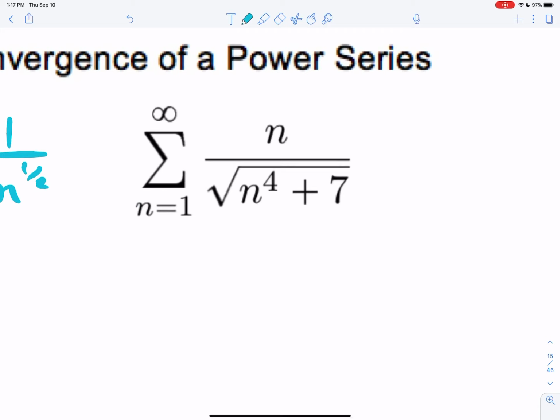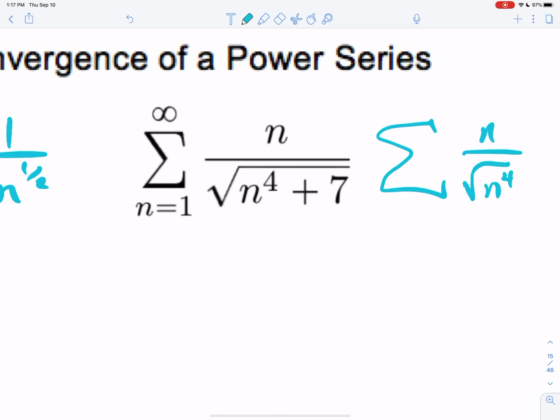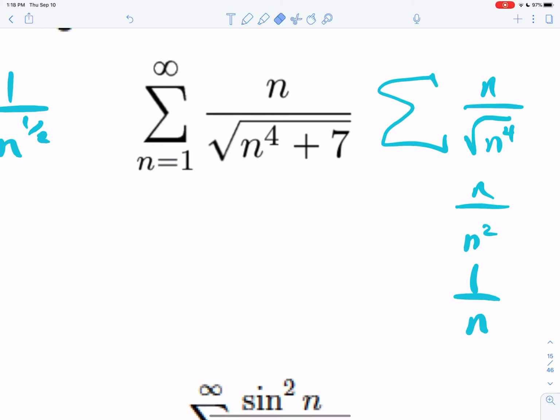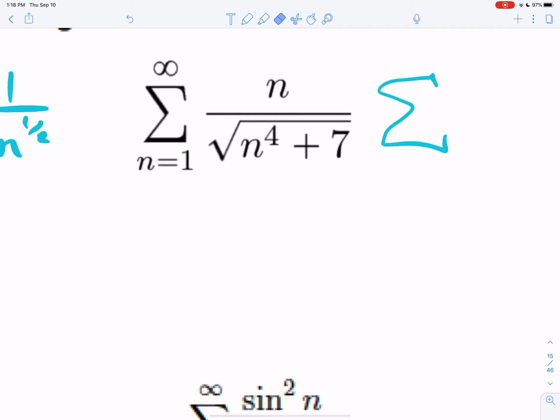Try this one here. This one here, if I got rid of the 7, I would get n over the square root of n to the 4th. All right? But even then, this can be simplified. That's the same thing as n over n squared. And even that can be simplified into 1 over n if you reduce. Okay? So I could actually compare it to 1 over n. All right?